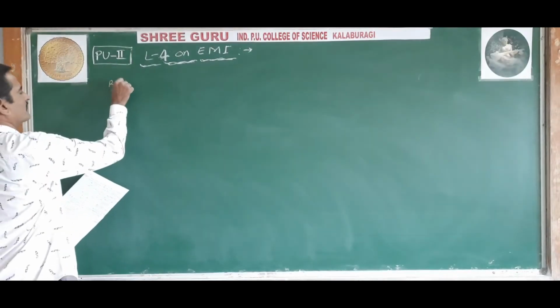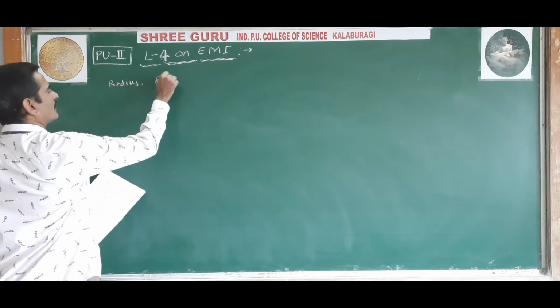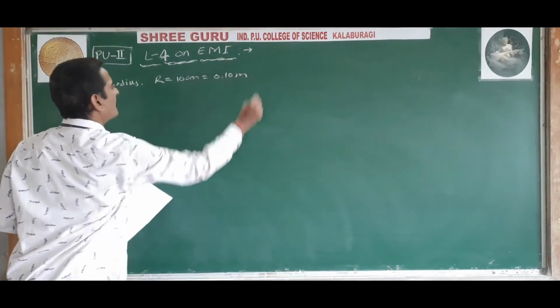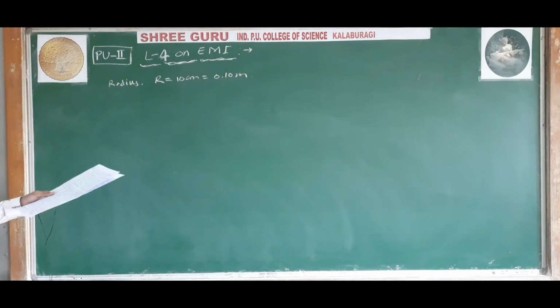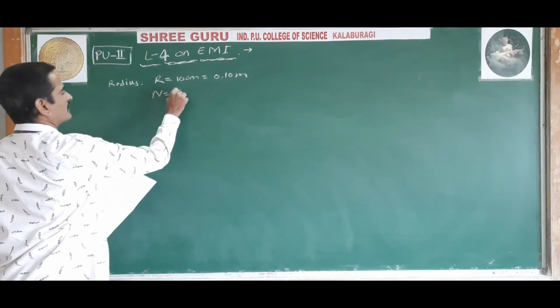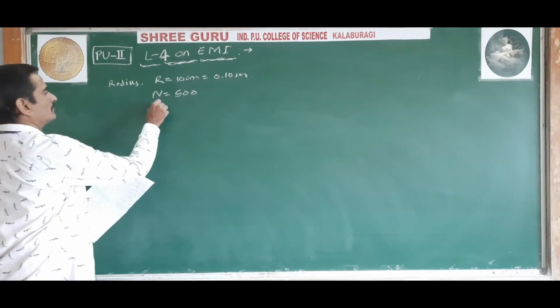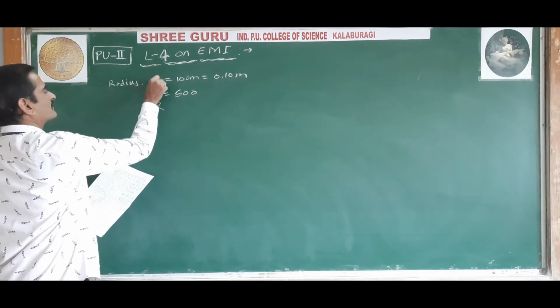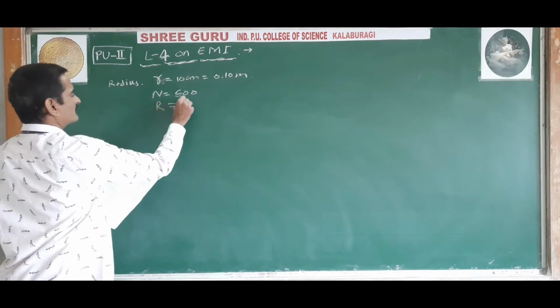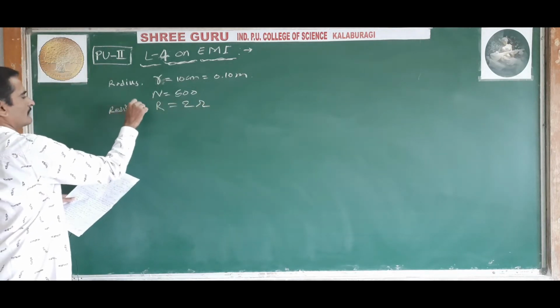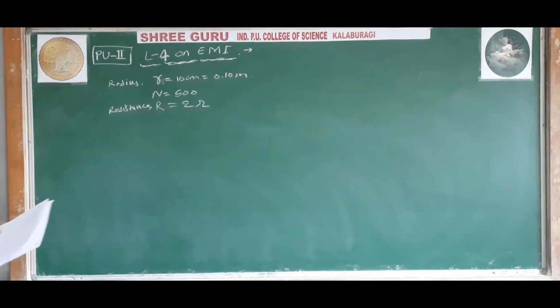See here, a circular coil of radius 10 centimeter. So the radius of the circular coil r is equal to 10 centimeter, that is 0.10 meter, and 500 turns, that is, the number of turns is 500, and resistance 2 ohm. I will write radius as small r.